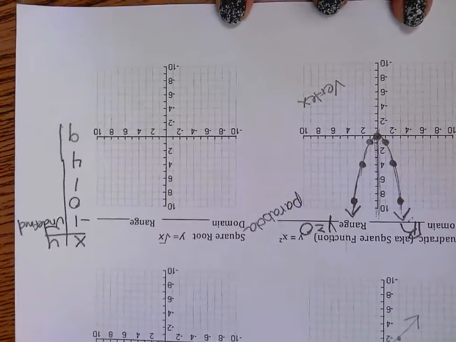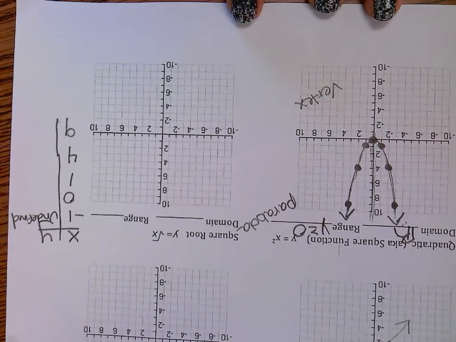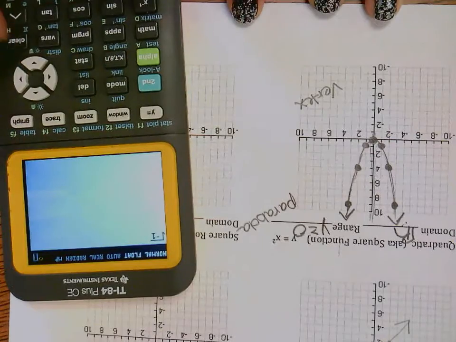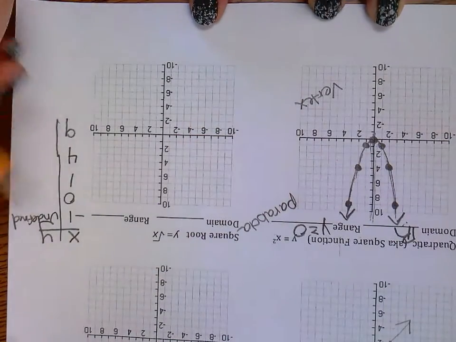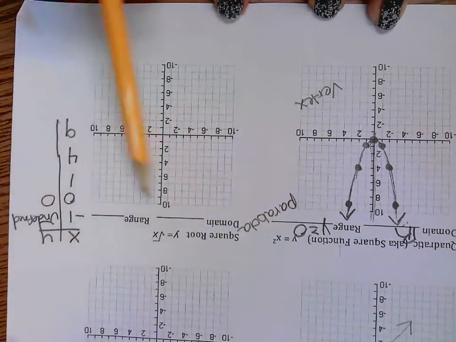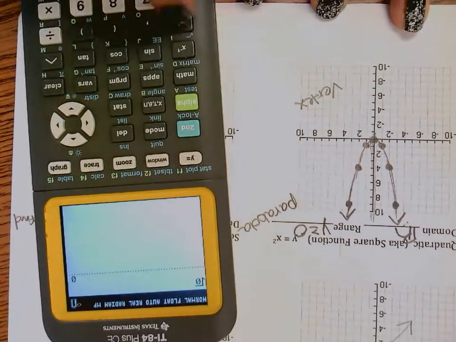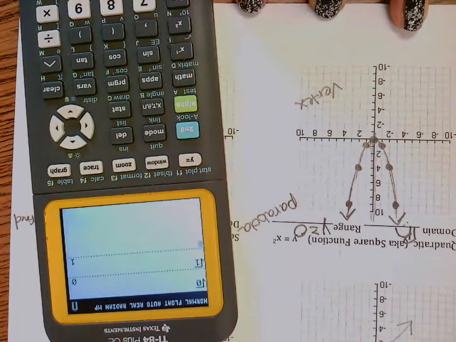What if I take the square root of 0? Can I take the square root of 0? The square root of 0 is 0 because 0 times 0 is itself. So 0, 0. Can I take the square root of 1? That's a perfect square, right? The square root of 1 is 1 because 1 times 1 is itself.